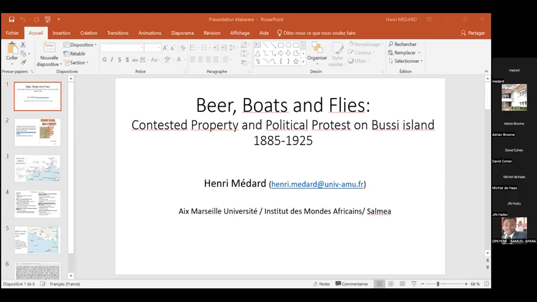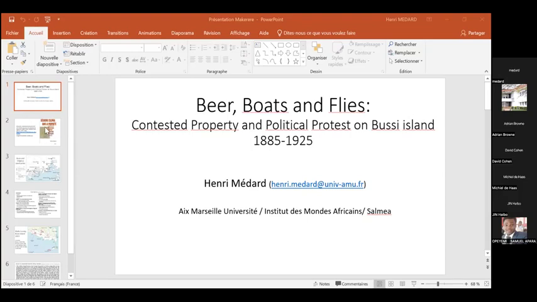So I want to insist on two types of sources. The survey maps, the initial survey maps of Uganda, were made in the beginning of the 20th century, and the Bataka Land Commission of 1924. Before I go into those sources, I'll present briefly the book, since this is out.